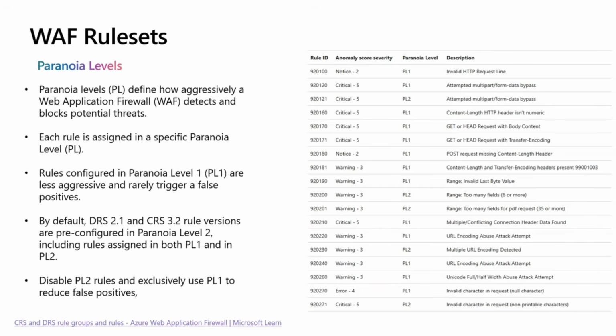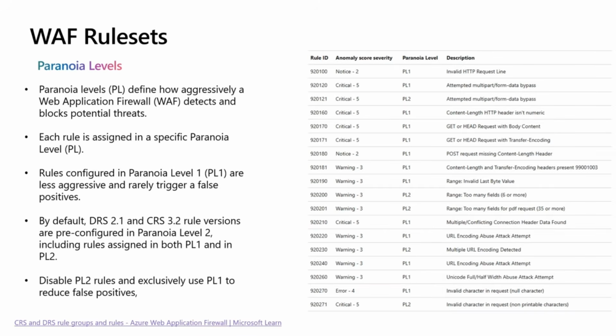And just to note, currently PL3 and PL4 are not supported within Azure WAF. By default, DRS 2.1 and Core Ruleset 3.2 are configured to include both PL1 and PL2 rules, and this helps to provide a balanced level of protection. However, if you are experiencing false positives, you can disable or change the action of PL2 rules and rely on PL1 to reduce noise or false positives while still maintaining a strong security baseline.